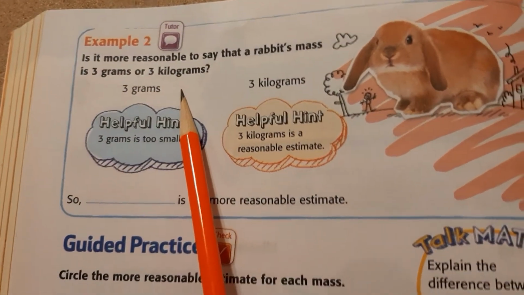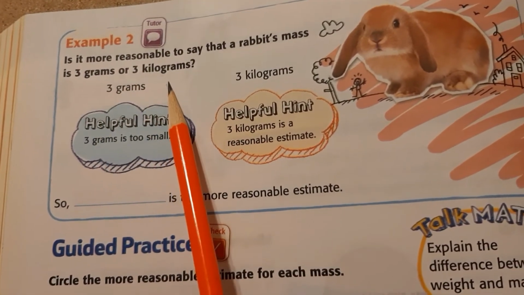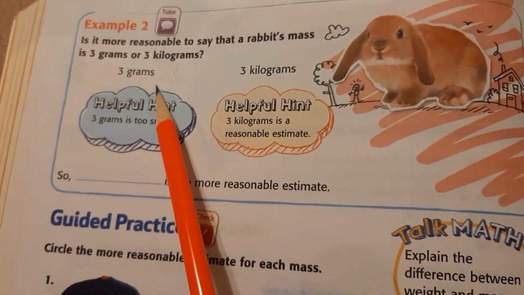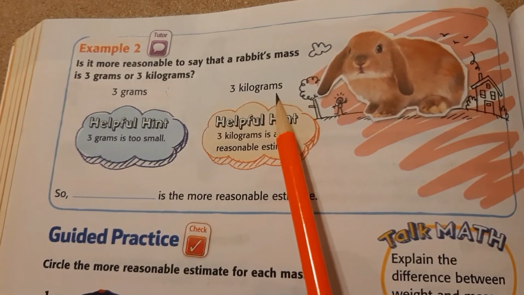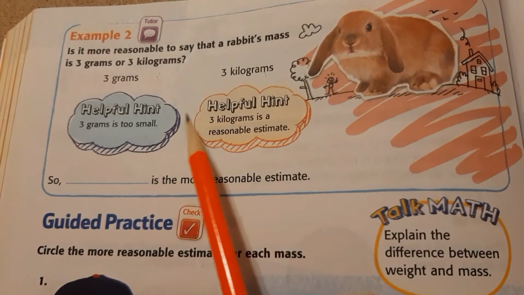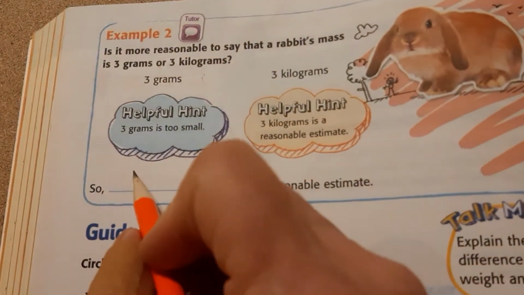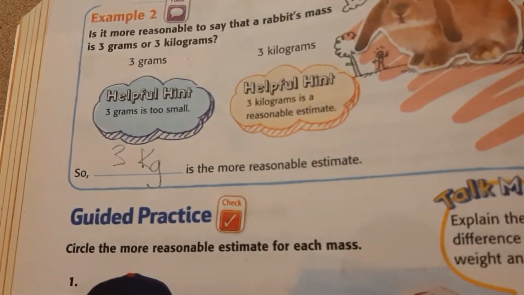Is it more reasonable to say that a rabbit's mass is 3 grams or 3 kilograms? Well, once again, this isn't really that hard. 3 grams. Would a rabbit weigh the same as 3 pennies? Probably not. 3 grams is too small. 3 kilograms is a reasonable estimate. So you would write 3 kg, right?